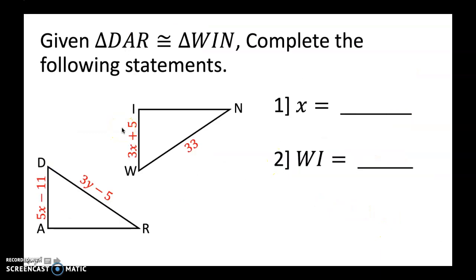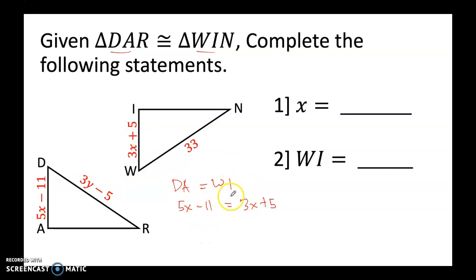Let's try this last example. Given triangle DAR is congruent to triangle WIN. Complete the following statement. So we look for the value of x and the measure of WI. So here is the x variable. We have DA. Segment DA is equal to segment WI. Now let's solve for the value of x. Substitute: DA is equal to 5x minus 11 equals WI, which is equal to 3x plus 5.